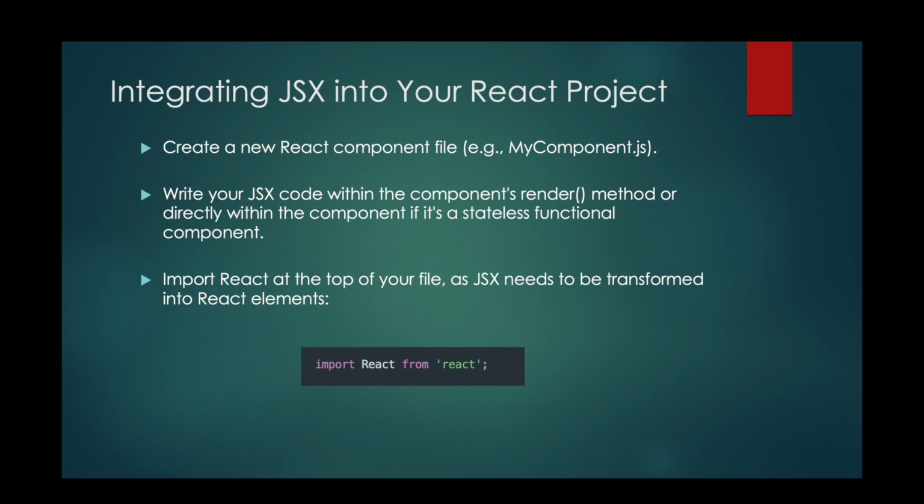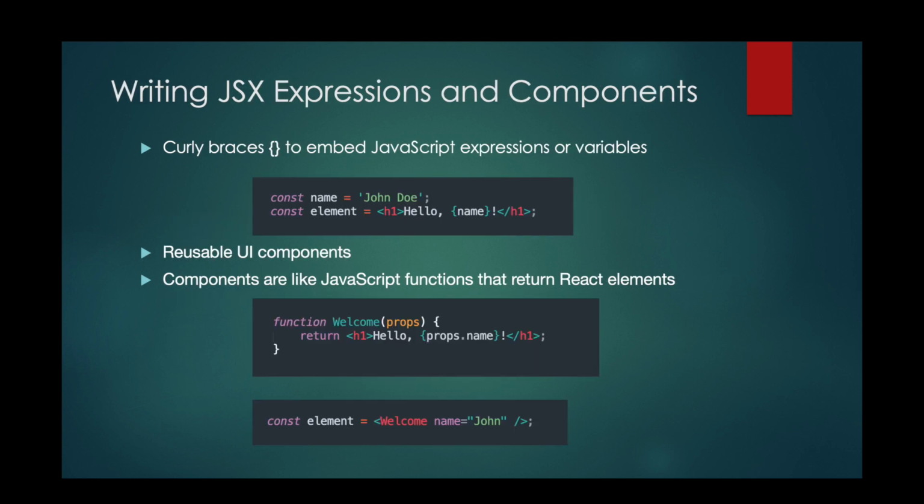Create a new React component, for example, a MyComponent.js file. Write your JSX code within the component's render method, or directly within the component if it's a stateless functional component. Import React at the top of your file, as JSX needs to be transformed into React elements using something like this: import React from 'react'. Writing JSX expressions and components.